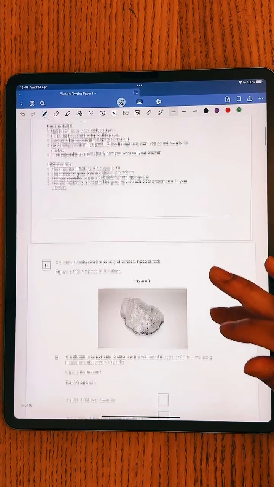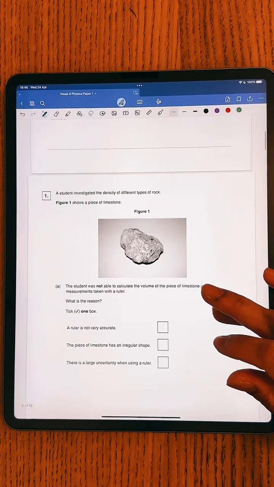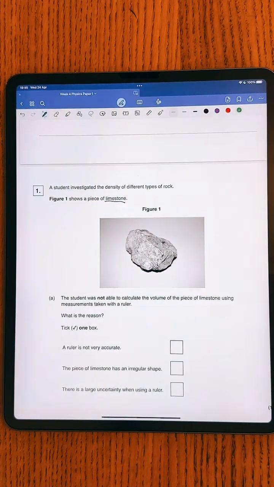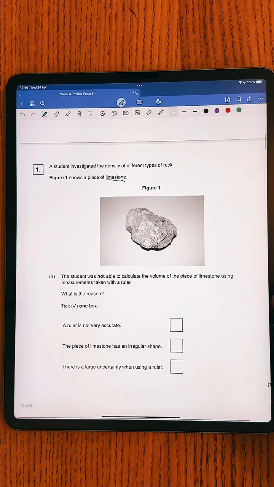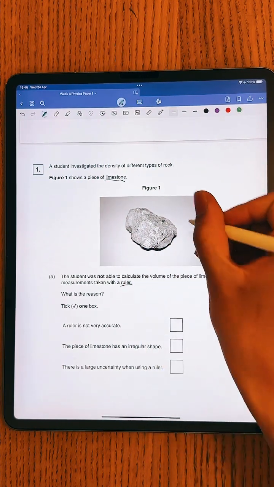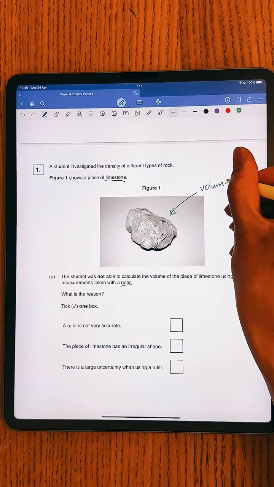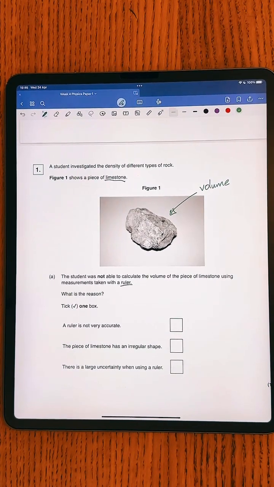Okay, so this first question is all about density. So we've got a rock here, a piece of limestone, it says. The student was not able to calculate the volume of a piece of limestone using measurements taken with a ruler. Why can't they use a ruler to work out the volume of this rock? What do you guys think?